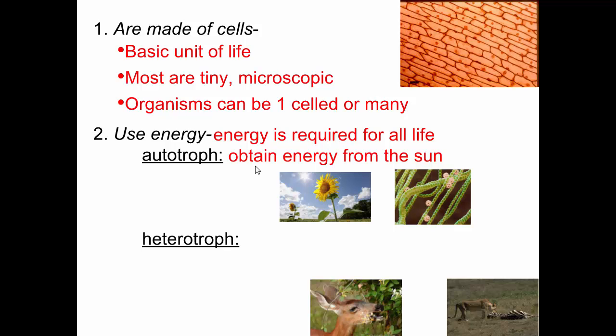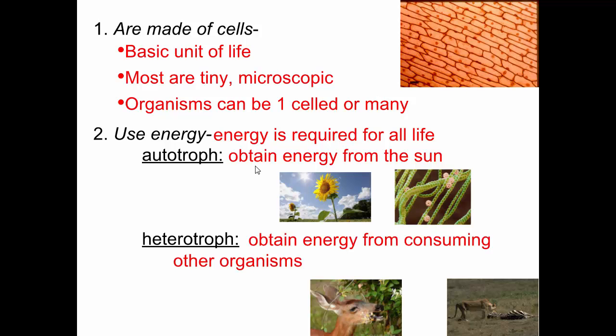And usually we think of plants in this category. There are some other organisms which are autotrophs, some protists, some bacteria, but for our purposes, we're going to think about plants when we think of autotrophs. They don't need to eat anything. They get their energy from the sun. Heterotrophs, on the other hand, cannot make their own food like plants can. They need to eat and consume other organisms in order to get their energy. So we are all heterotrophs. For us to obtain energy, we have to eat other organisms.